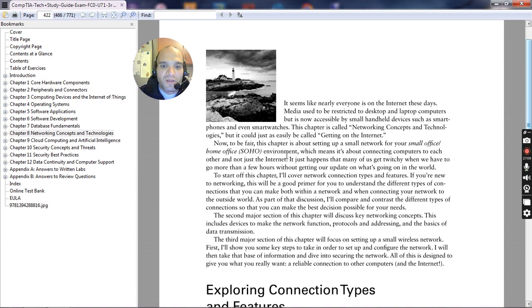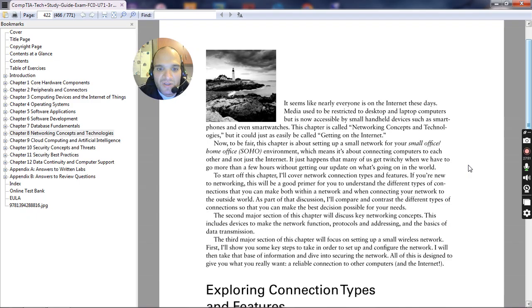So that's why the author indicates here that it just happens that many of us get twitchy when we have to go more than a few hours without getting our update on what's going on in the world. Because especially the younger generations are used to mobile phones and social media, something that was not so broadly available back in the early 90s or in the early 2000s. Let's continue, because we are almost at 30 minutes of video.